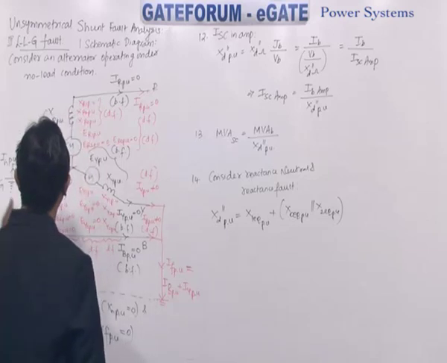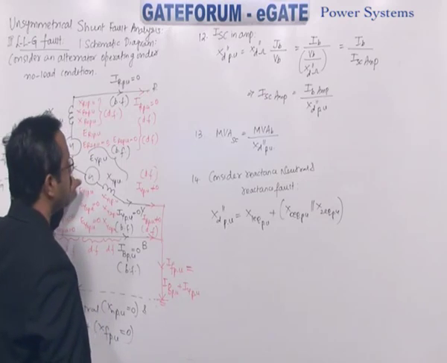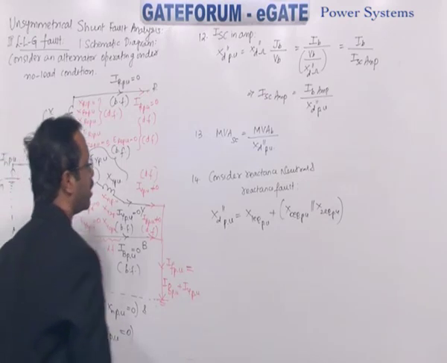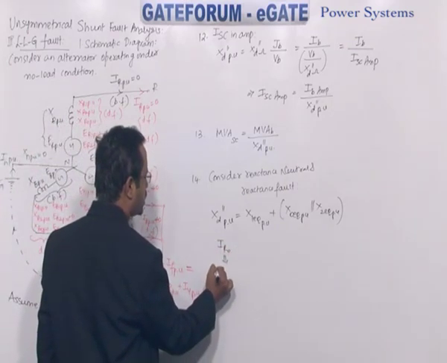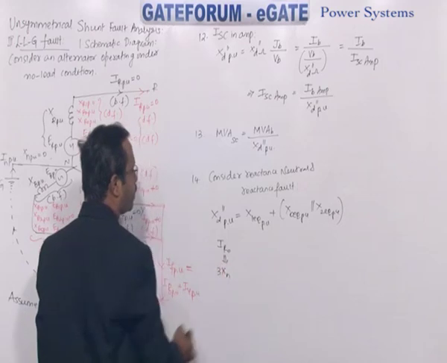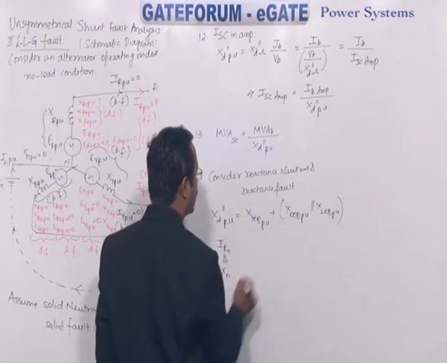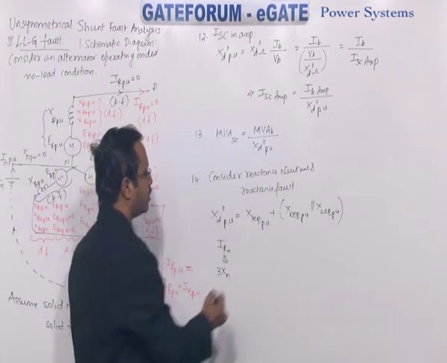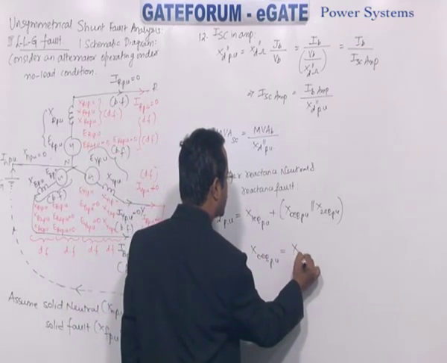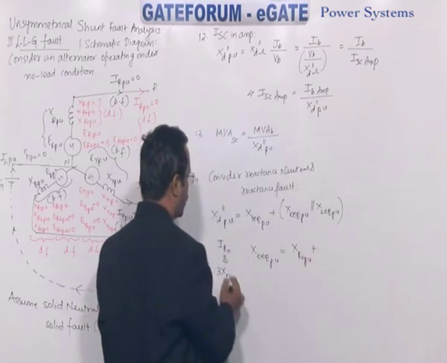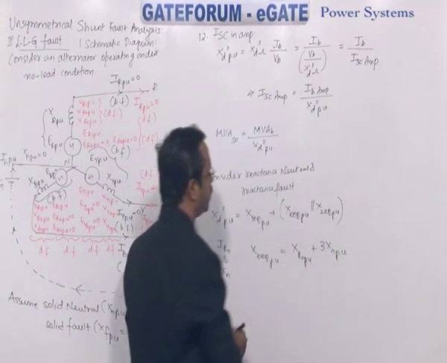Now what is the current flowing from ground to neutral? Current flowing from ground to neutral is zero sequence current. And what is the reactance corresponding to zero sequence current? We write 3xn. And where do you represent this 3xn now? As a part of this X0 equivalent per unit. So, by considering the solid neutral, we just write only XR0 per unit. But by considering the reactance neutral, we further add 3xn per unit.